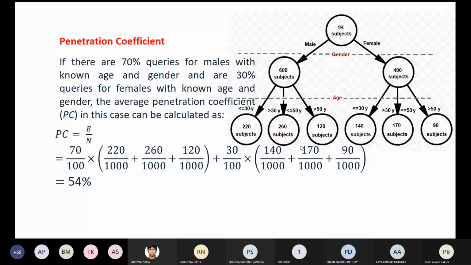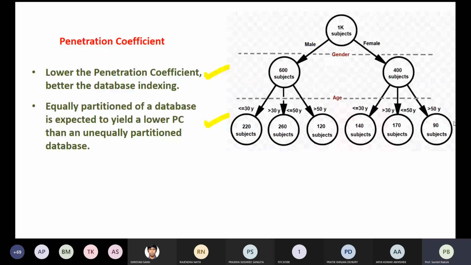Okay, is it clear? Yes, sir. This penetration rate will be reduced only when all these are equally lighter and when there is almost equal number of queries for each subnode. That's it. So you have already understood it: an equally partitioned database is expected to yield a lower penetration coefficient, and the lower the penetration coefficient, the better.